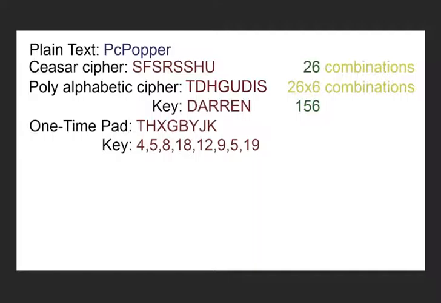The complexity with this one is it is 26 to the 8th combinations, which is a little over 208 billion combinations. Now that would take a lot of power to try to compute, and it's pretty much uncrackable. That is why they call the one-time pad the perfect cipher.